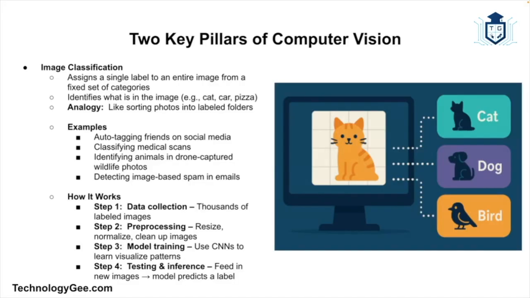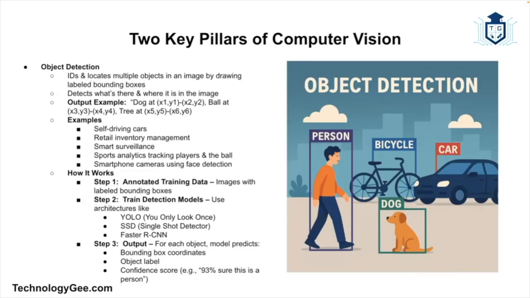Then there's step 3, where you train the model. You can use a machine learning model, and they often use what is called a convolutional neural network, or CNN, to learn from the images. And then there's step 4, called testing and inference. Once the model is trained, you can feed it a new image and it will predict the most likely label.